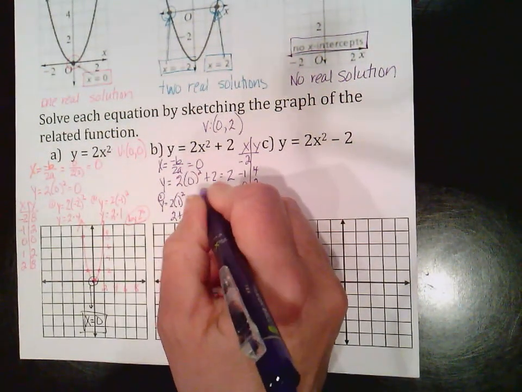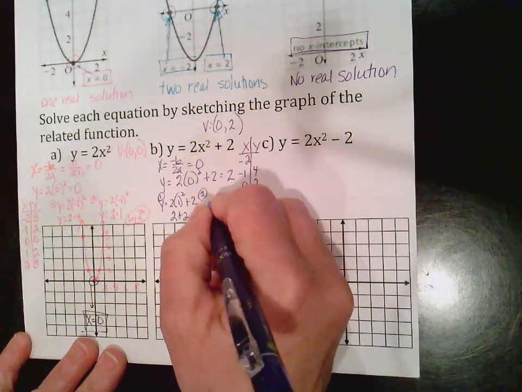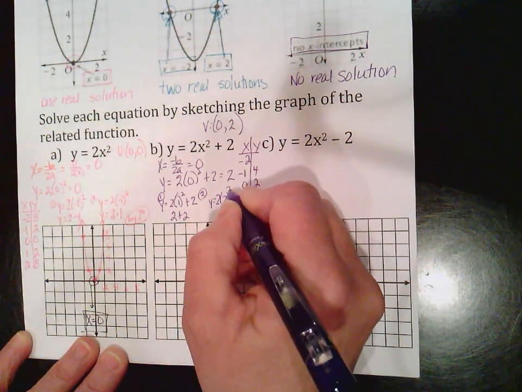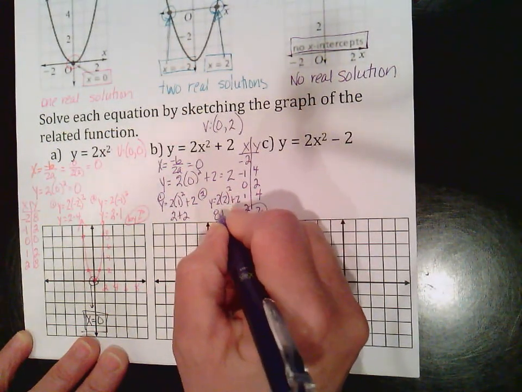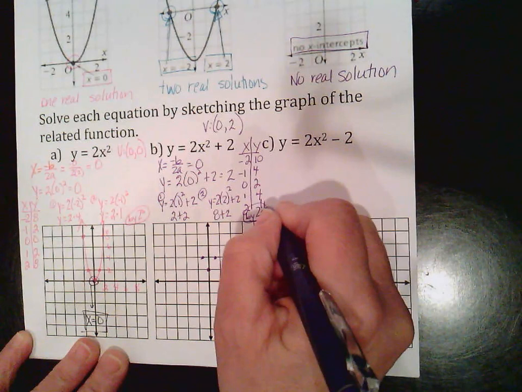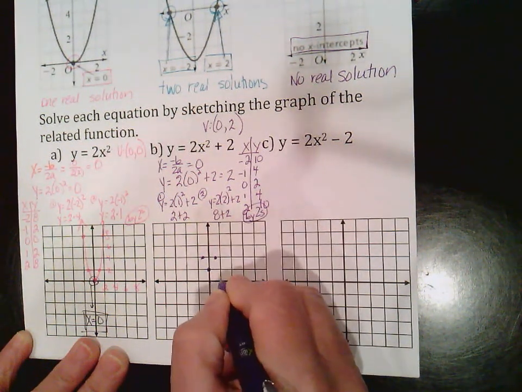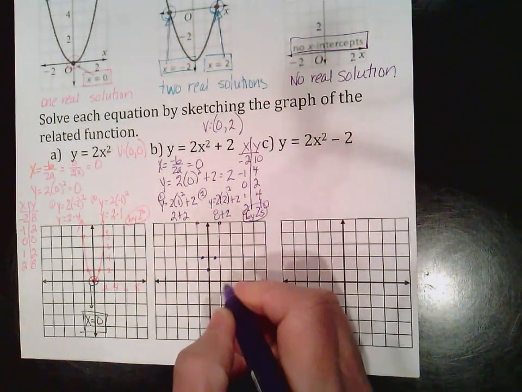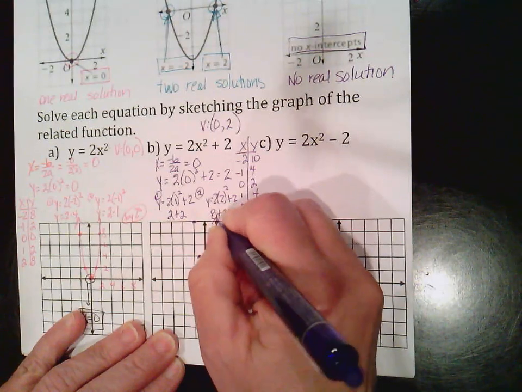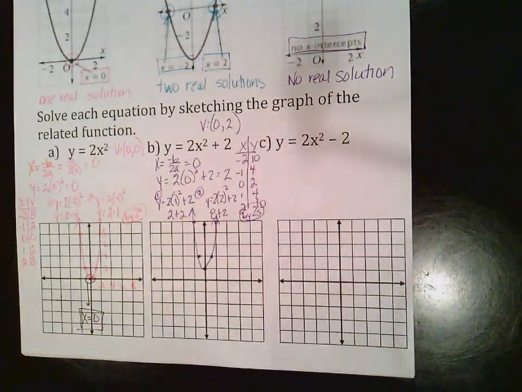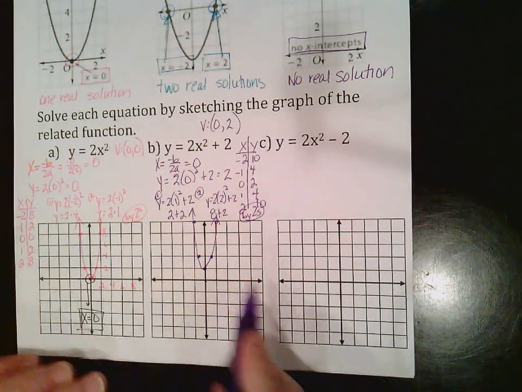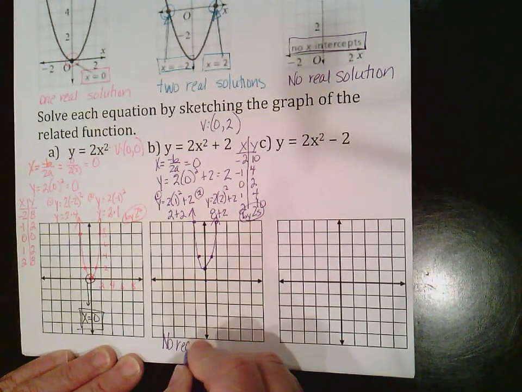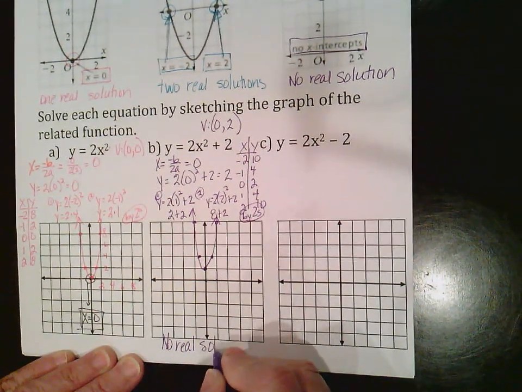To get that second point on either side, I'm going to plug in a +2. Y equals 2 times 2 squared plus 2. 2 squared is 4, times 2 is 8, and 8 plus 2 is 10. So that's going to be over 2 and up 2, 4, 6, 8, 10. Because remember, we changed our scale to go by 2's. And this parabola is going to go up like that. And you'll notice that it does not touch the x-axis at all. So this is no real solution because it doesn't ever cross or touch the x-axis.